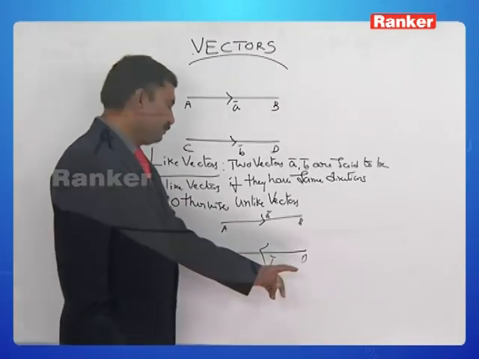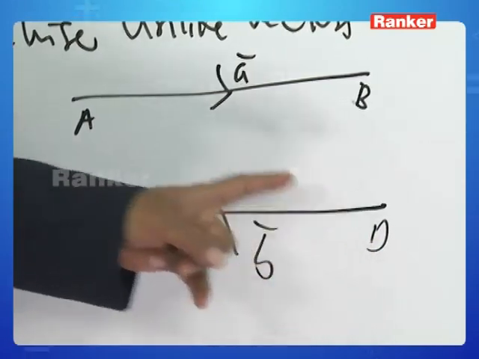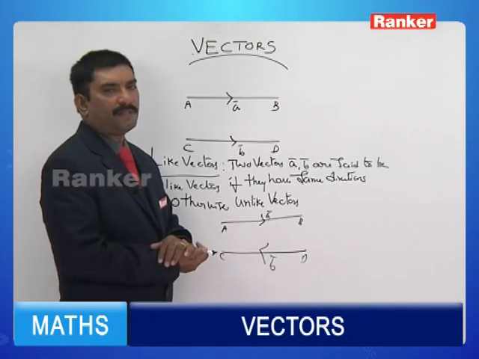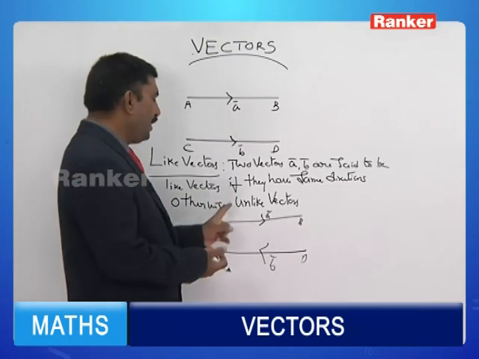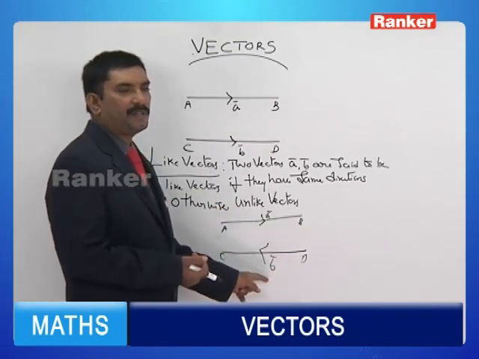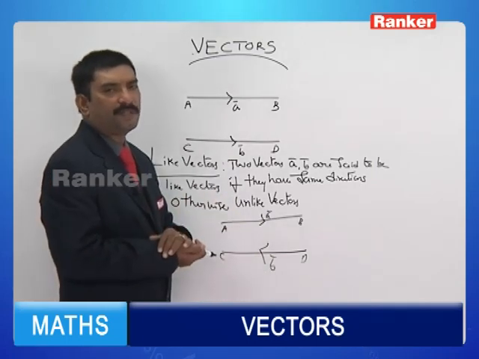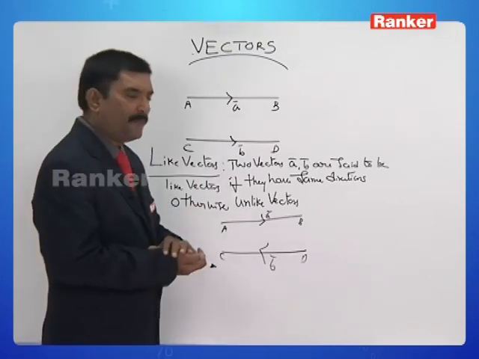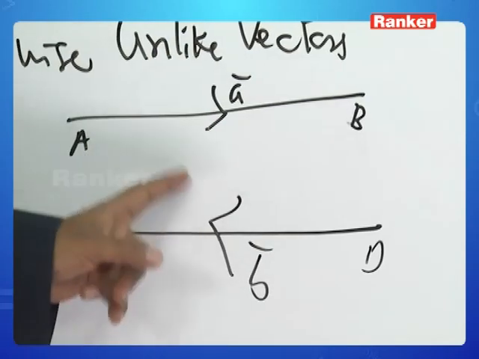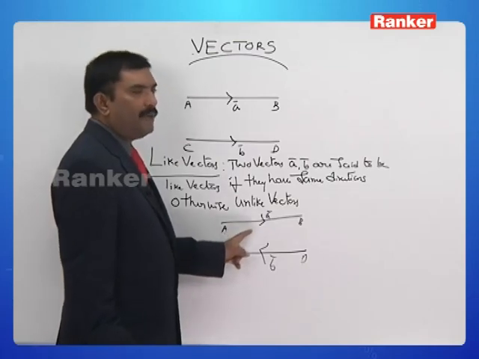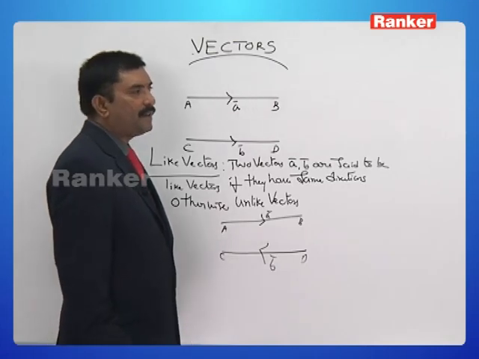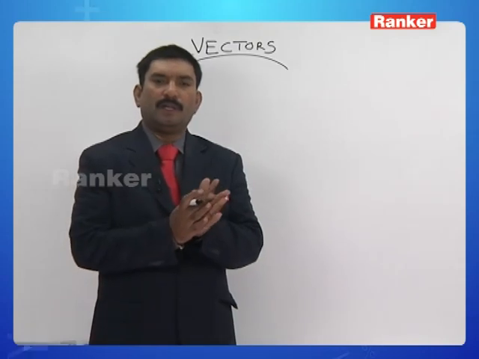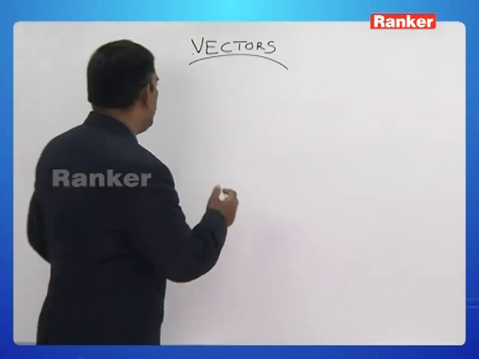Now look here. From here it is approaching. This is initial, this is terminal. Such vectors we call unlike vectors. Unlike vectors are nothing but the negative of a vector. A bar is in one direction, B bar is in quite the opposite direction. Such vectors we can also call the negative of a vector, negative in terms of direction. We are not worried about the magnitudes. So like vectors are vectors having the same directions, and if they have opposite directions, such vectors we call unlike vectors or the negative of a vector. Now, we shall discuss equal vectors and unequal vectors.